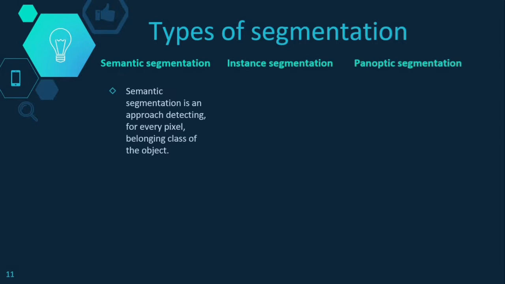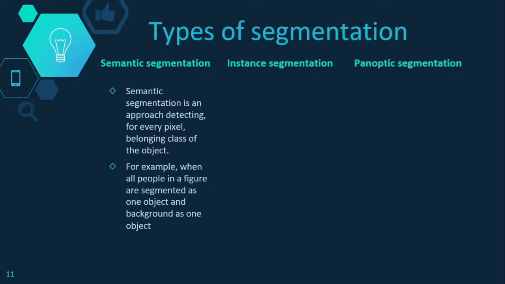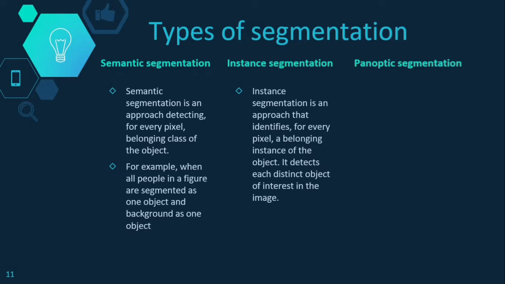Here, semantic segmentation is an approach that assigns every pixel to the class of the object it belongs to. For example, all the people in a figure are segmented as one object and the background as another object. Instance segmentation is an approach that identifies, for every pixel, the instance of the object it belongs to. It detects each distinct object of interest in the image. For example, each person in a figure is segmented as an individual object.